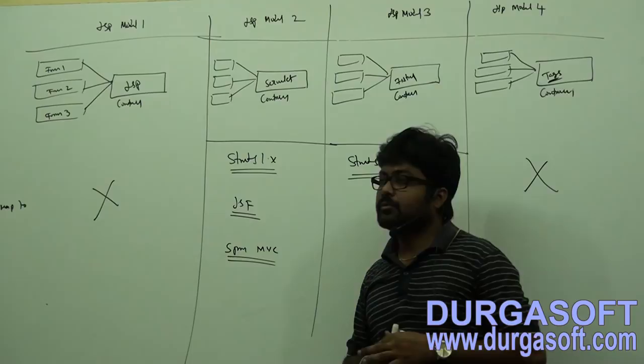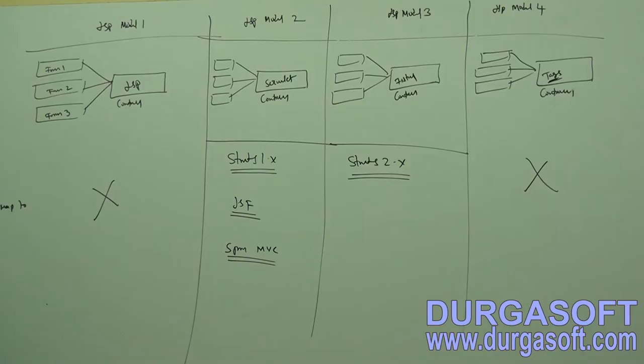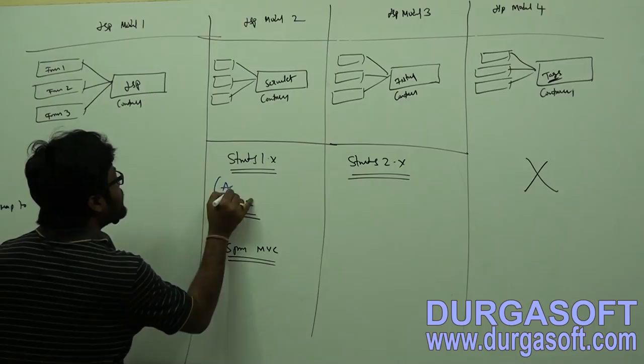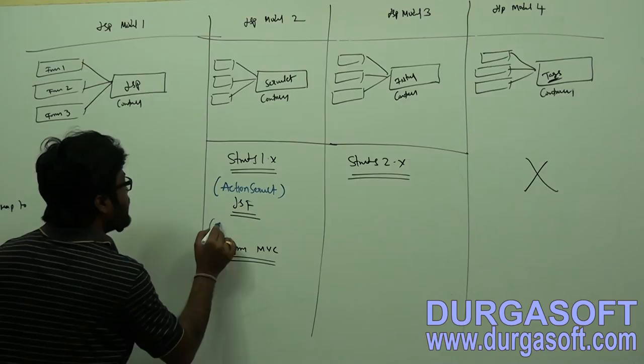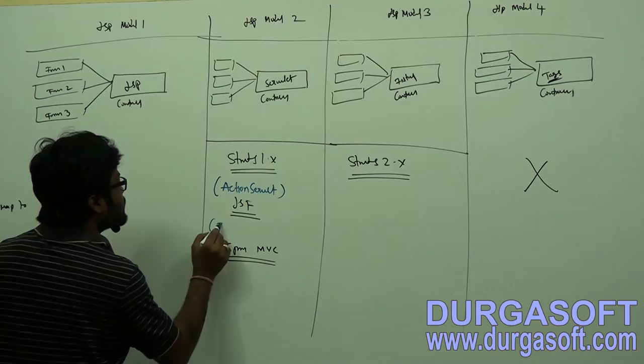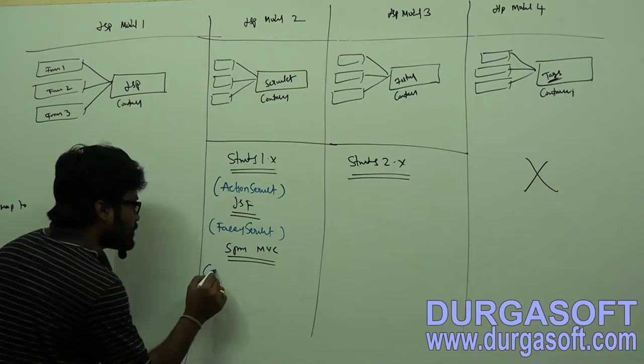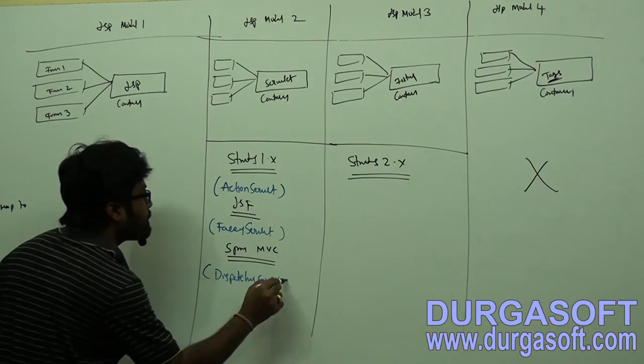So as per JSP model 2, we have to submit multiple views' requests to only one single controller. That controller servlet name in Struts 1.x is action servlet. In JSF, the controller name is faces servlet. In Spring MVC it is dispatcher servlet. In Struts 2.x, those are filters.